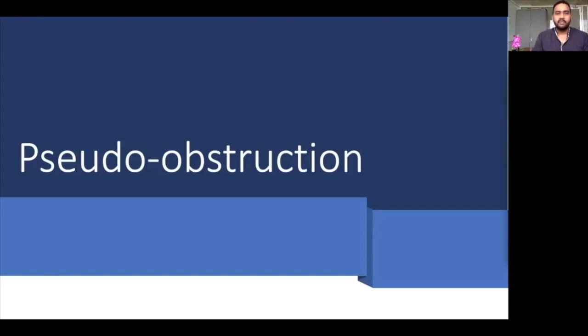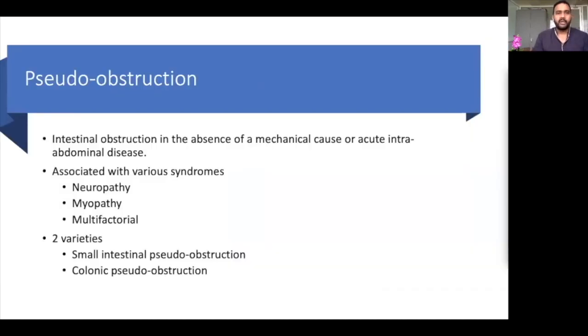So the next condition is pseudo obstruction. I already told you pseudo obstruction is the other adynamic intestinal obstruction. Pseudo obstruction mainly affects the colon, but sometimes it will affect the small bowel as well. So what is a pseudo obstruction? Whenever there's an intestinal obstruction with an absence of mechanical cause, or acute intra-abdominal diseases, any intra-abdominal sepsis, and the patient is having a bowel obstruction with absent peristalsis or absent bowel sounds, then that is considered as pseudo obstruction.